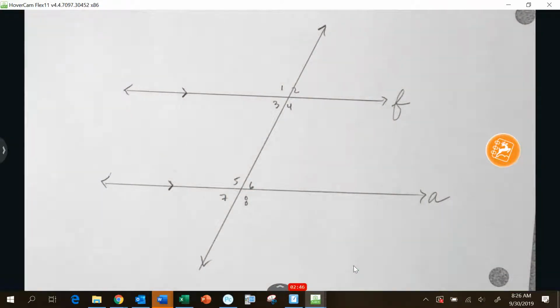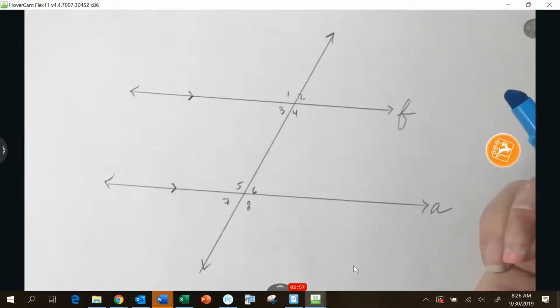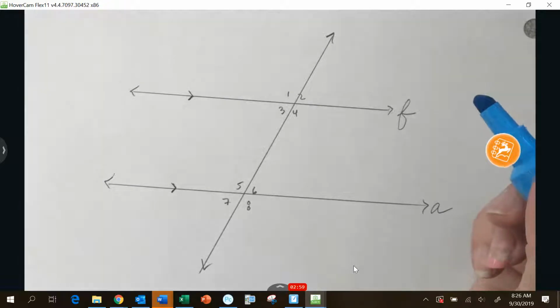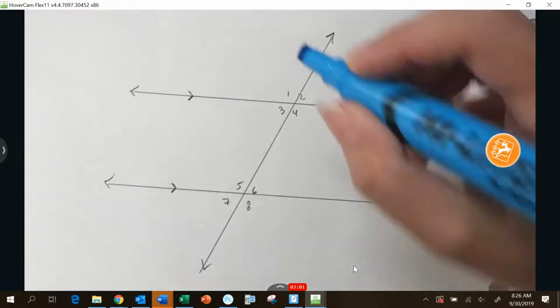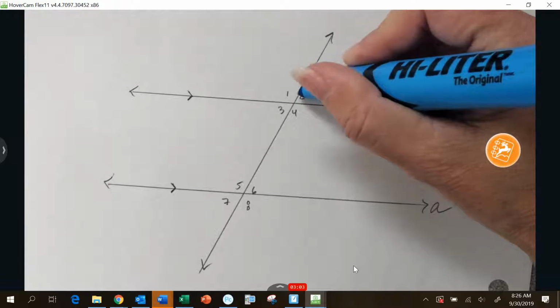I want you to look at any corresponding angles. So I'm going to take a color and highlight two corresponding angles. Can somebody give me one pair of corresponding angles? Yell it out. 2 and 6. 2 and 6, perfect. 2 and 6 are corresponding angles.